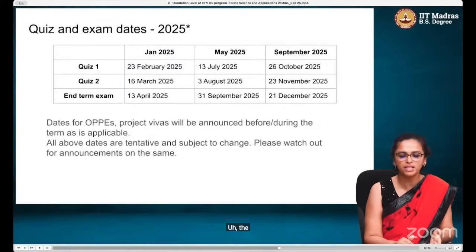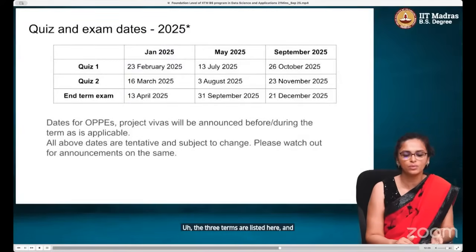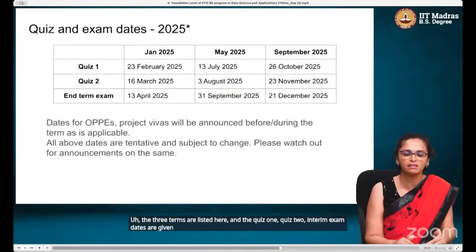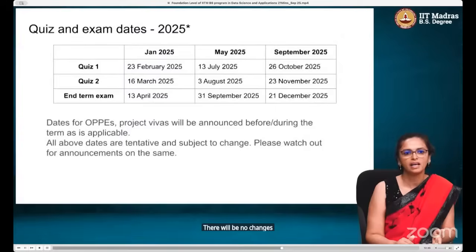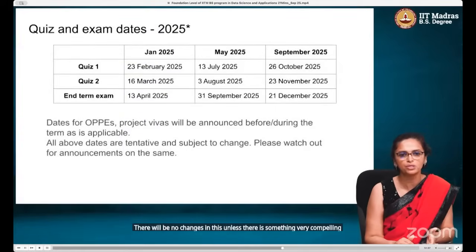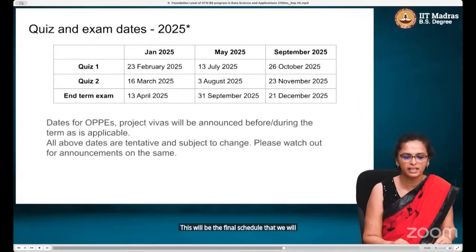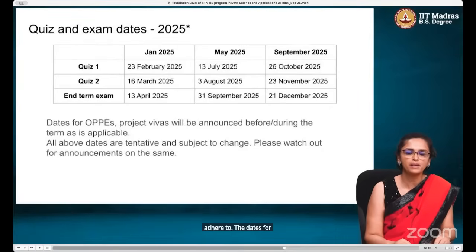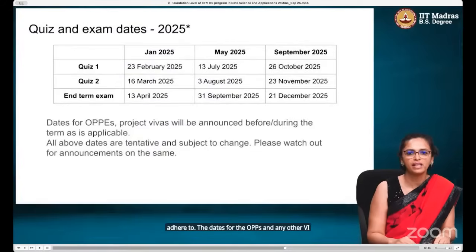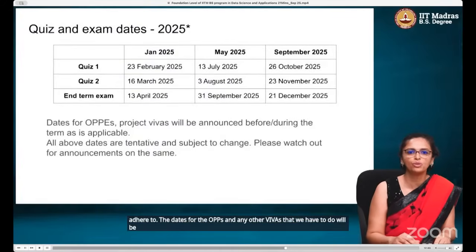The 3 terms are listed here and the quiz 1, quiz 2 and end term exam dates are given here. These are finalized from our side. There will be no changes in this unless there is something very compelling for us to make the change, but we think that this will be the final schedule that we will adhere to. The dates for the OPPs and any other waivers will be announced before or during the term as applicable for each course.